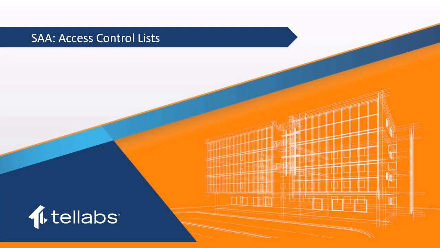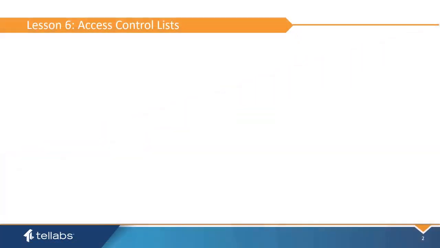Welcome to Access Control Lists, the sixth video in the TELABS Optical LAN System Architecture and Application series. In this video, we'll explore the basics of ACLs, their types, and some real-world applications. The topics covered in this video will include an introduction to ACLs, the process for creating and applying ACLs in Panorama, and a list of some common ACLs used with the TELABS Optical LAN system.